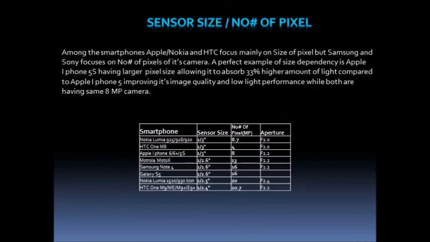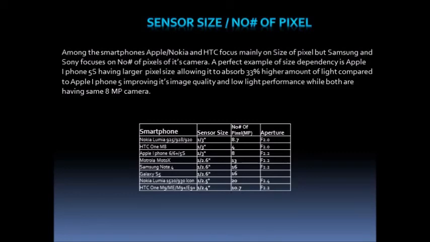Now, as we already discussed the impact of having larger pixel size and larger sensor size, and the impact of having a larger number of pixels on a camera, let's see how current-day smartphones are using these characteristics in their cameras. As you can see, Apple, Nokia, and HTC mainly focus on the size of the pixel, but Samsung and Sony focus mainly on the number of pixels, and they advertise on the same ground.